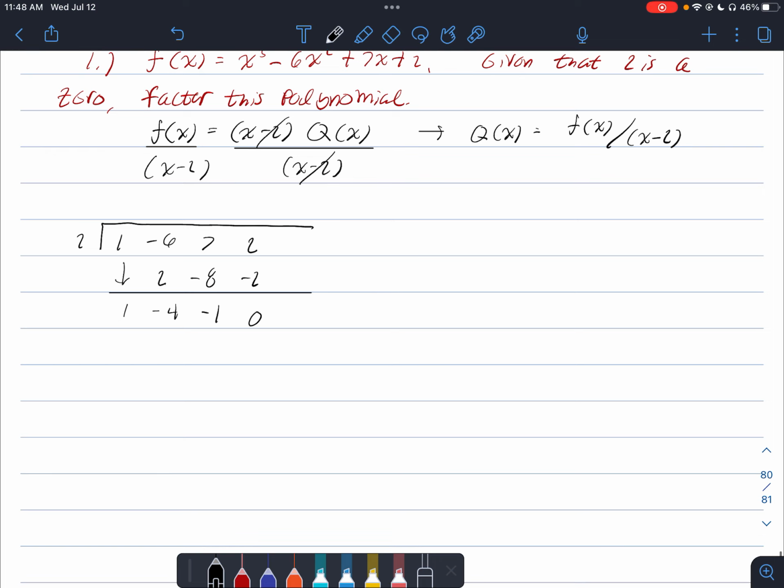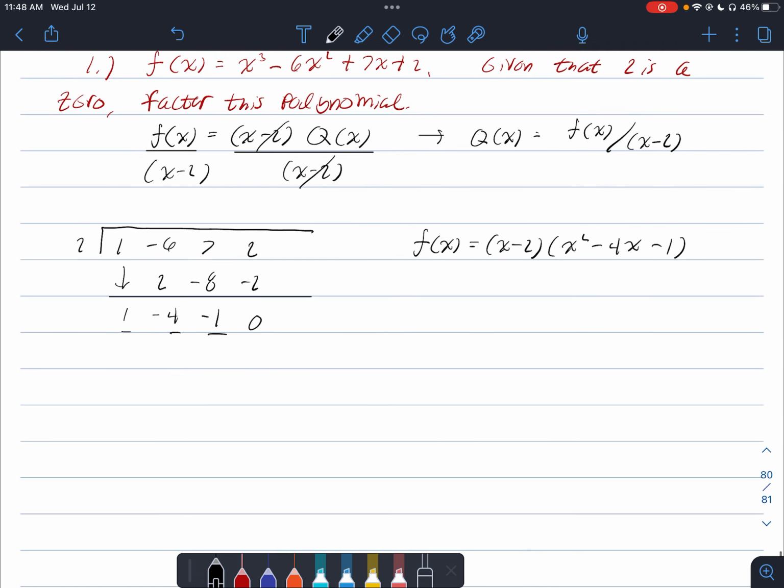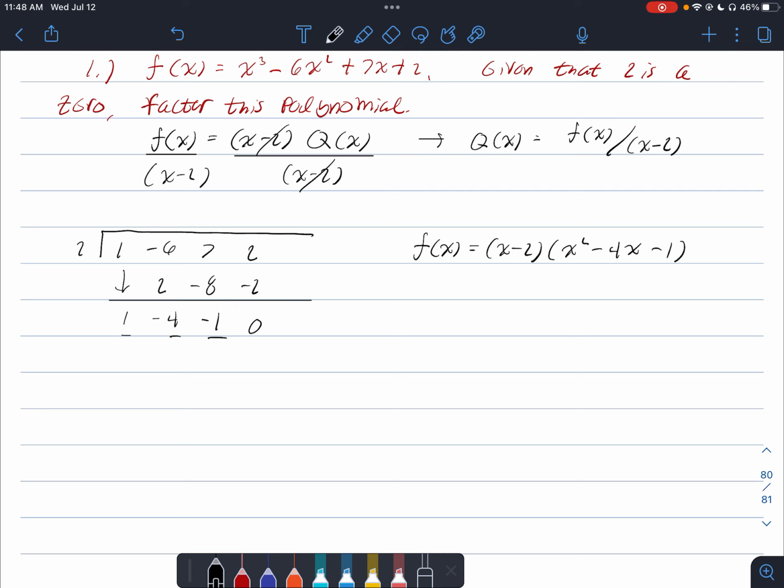So we have a remainder of 0, and therefore we can now write f of x as x minus 2 times x squared minus 4x minus 1. Here we got all of the coefficients from the quotient of this synthetic division. All right, so now if we want to factor this further, which we do, we can see if we can factor x squared minus 4x minus 1.